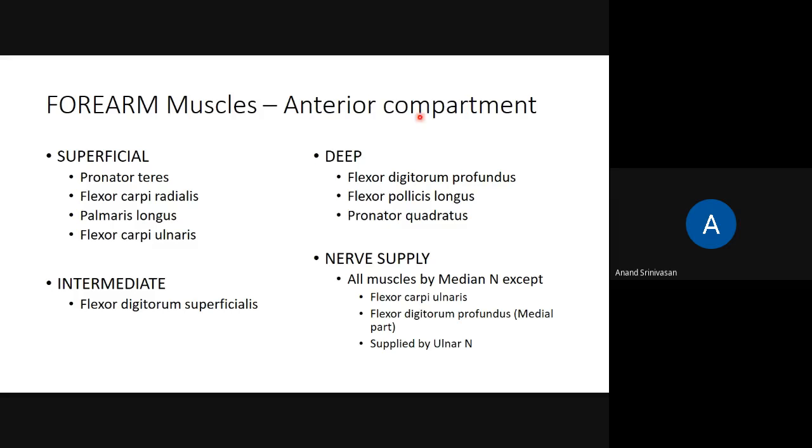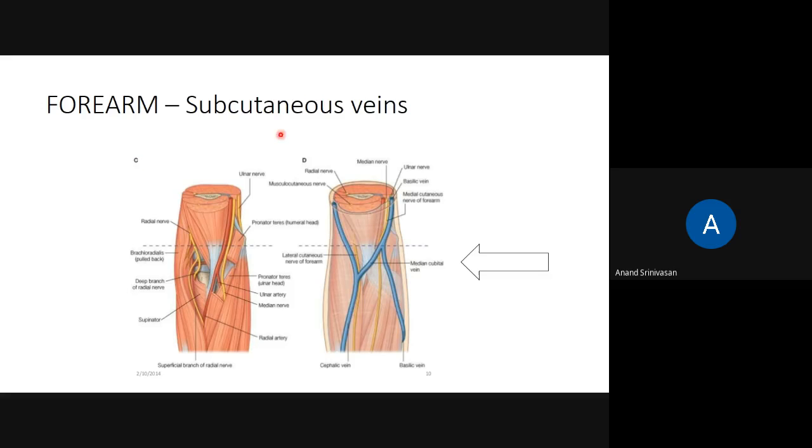Now, in the flexor compartment, the muscles can be divided into superficial and deep. Some books also include an intermediate layer. Like Snell's, they include an intermediate layer. Skidmore does not include the intermediate layer. It's up to you, whichever book you follow. Here you can see the superficial muscles. Most of the flexor compartment muscles originate from the medial epicondyle of the humerus.